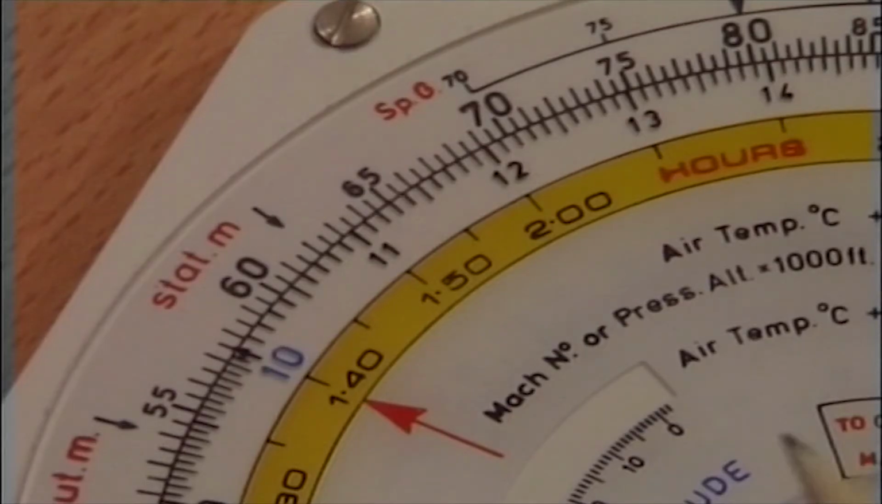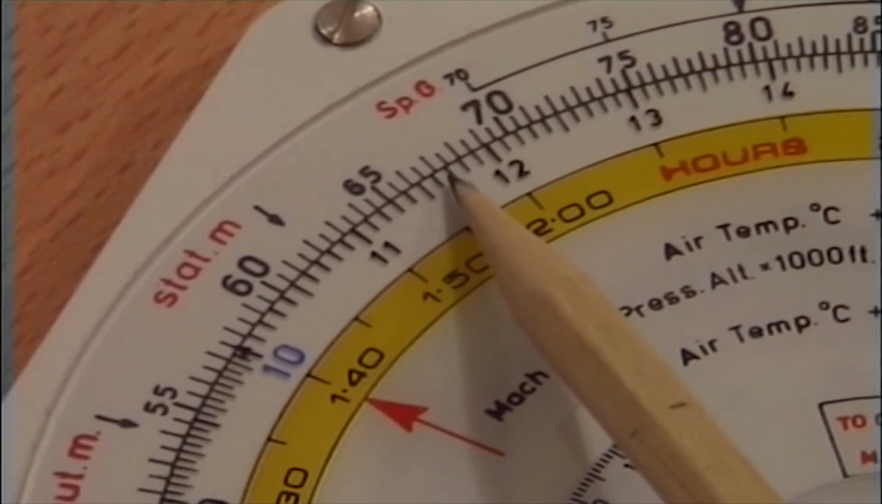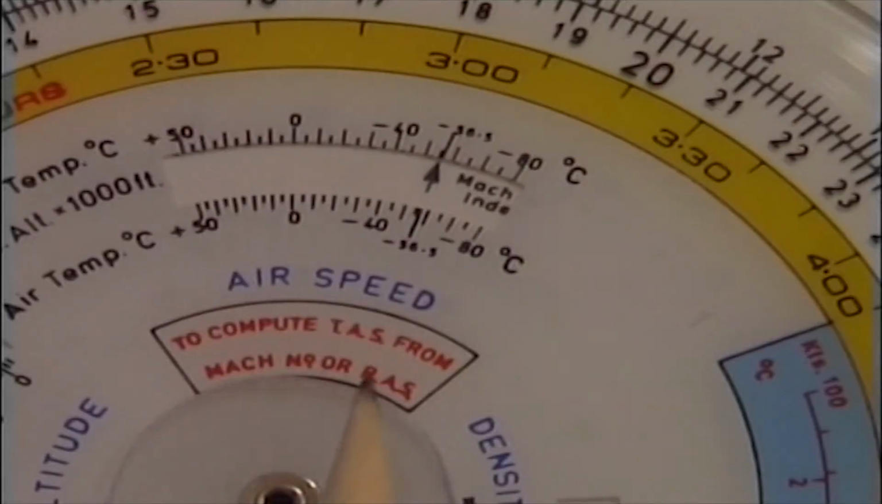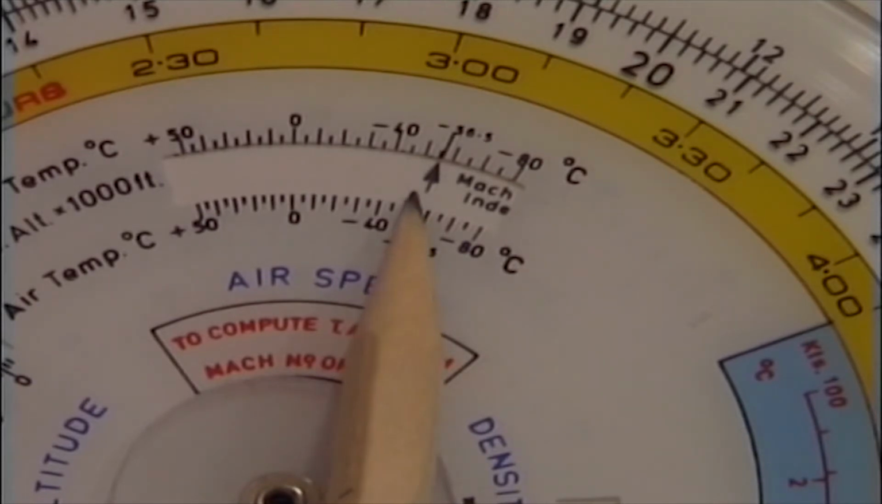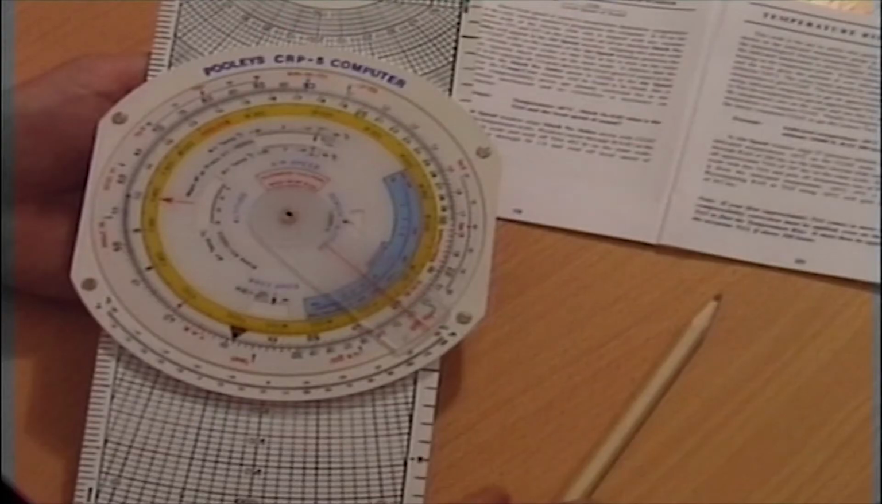If 10 on the inner scale is lined up with any number between 575 and 675 on the outer scale, an arrow labelled Mach number index appears in the airspeed window. An example best demonstrates its use. If temperature is minus 45 degrees Celsius, Mach number is 0.82, what is TAS and the local speed of sound?